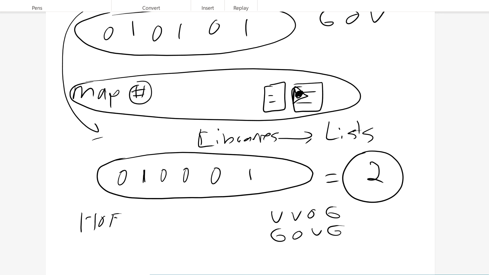Let's talk about in the next video, as a summary, why this exactly works, why this algorithm doesn't error, and why it gives us the answer that we want.